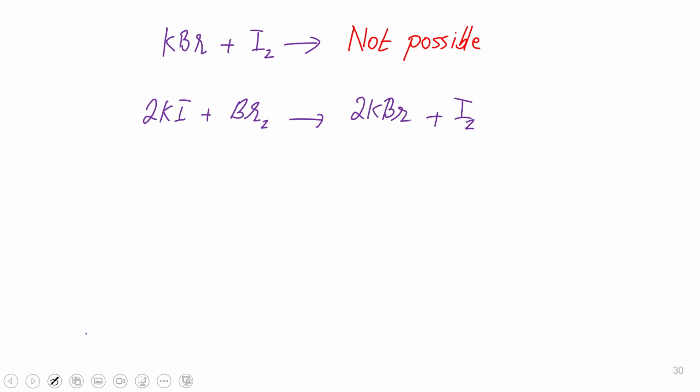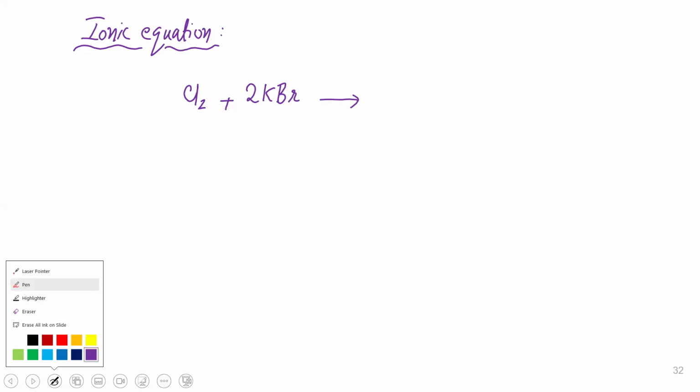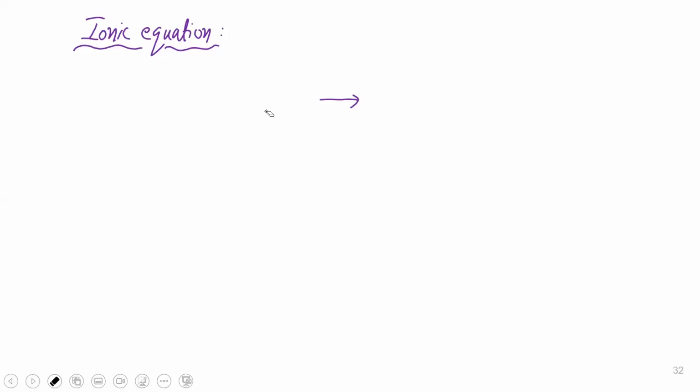This is the reaction that occurs. So more reactive can displace less reactive. Now look at this ionic equation. I'm trying to write down the equation to show the ionic change.